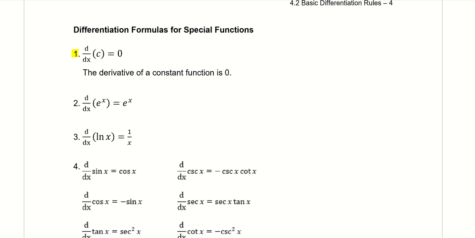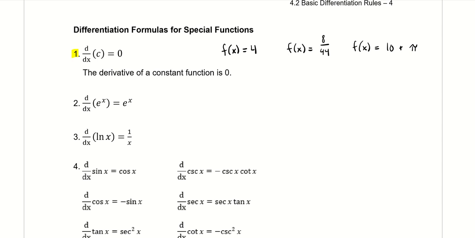So first one here, the derivative of a constant is 0. Now that can be a constant on its own, so maybe f of x equals 4. It could be like f of x equals, I don't know, 8/44. It could be f of x equals, I don't know, 10 plus pi. If there is no variable being multiplied by the constant, the derivative is 0.